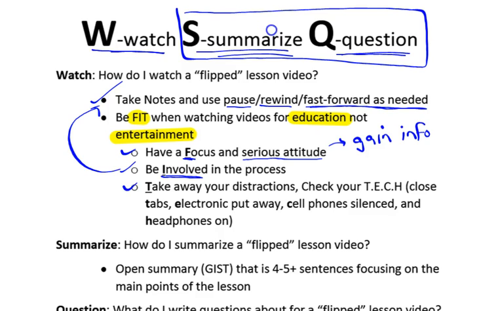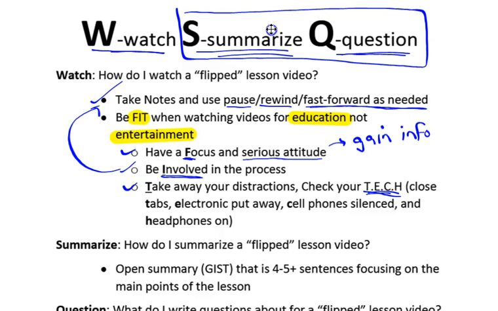The T. Take away your distraction. This means check your tech. Well, what does that mean, Mr. Damiani? Well, that means to close your tabs, electronics, put them away. Cell phones silenced, and headphones on, focused on the activity. Now, this is going to be easier in different parts of your house.